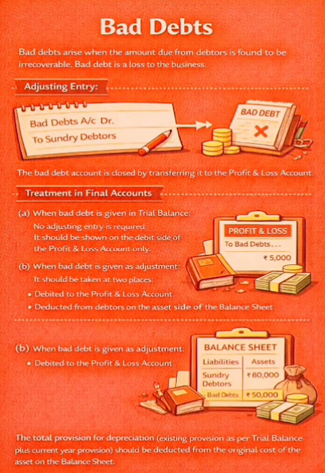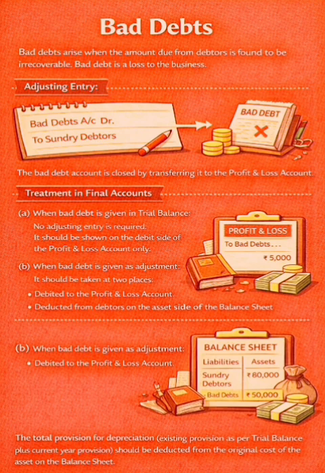Bad debts. Bad debts arise when the amount due from debtors is found to be irrecoverable. Bad debt is a loss to the business. Adjusting entry: Bad debts account debit to sundry debtors account. The bad debt account is closed by transferring it to the profit and loss account.